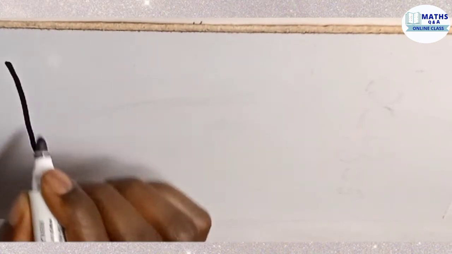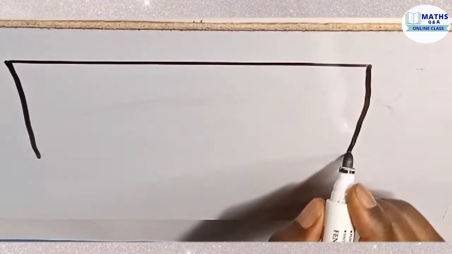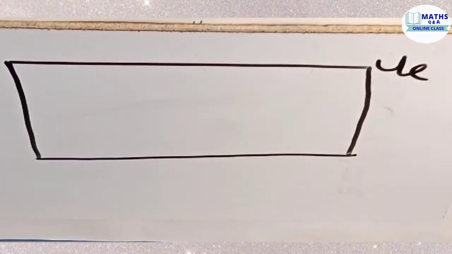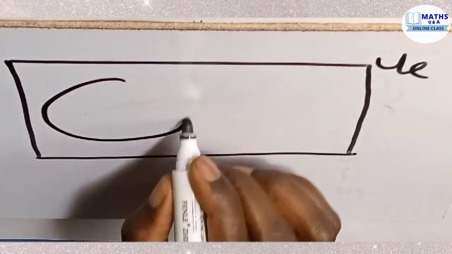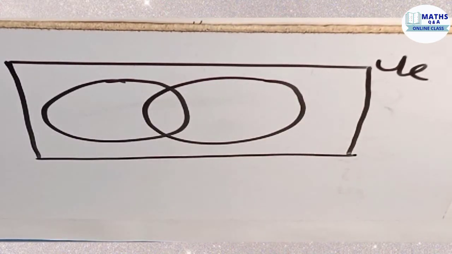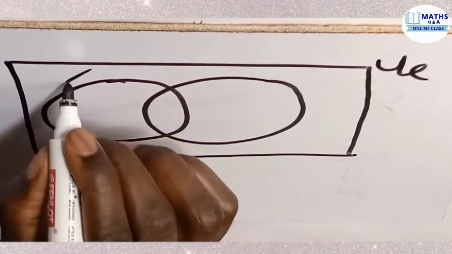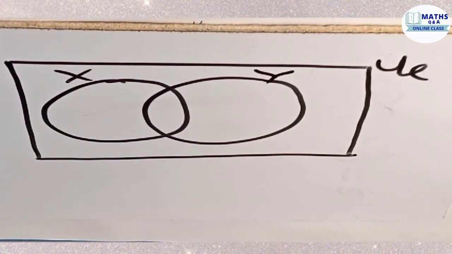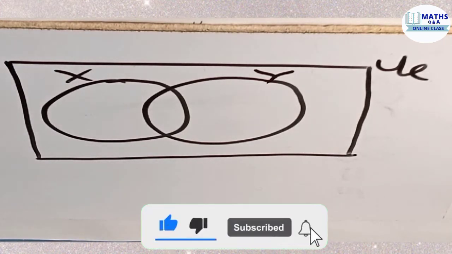We have a rectangular shape here being drawn, and that is used to represent the universal set, right? Good. And we have two other sets also in the universal set, right? So we label one part X and the other one Y. So we have two sets in the universal set, which are set X and set Y. Now let's figure out what each side represents.